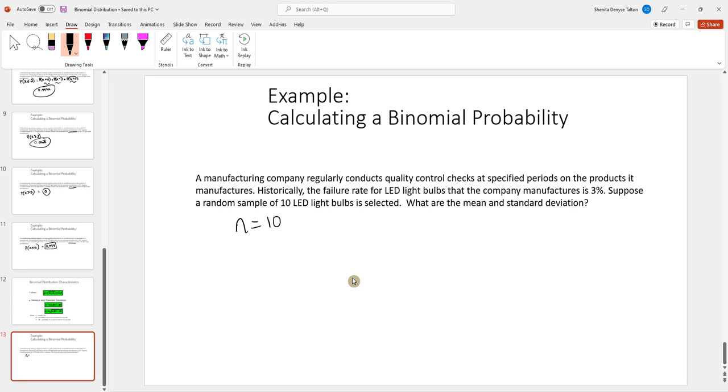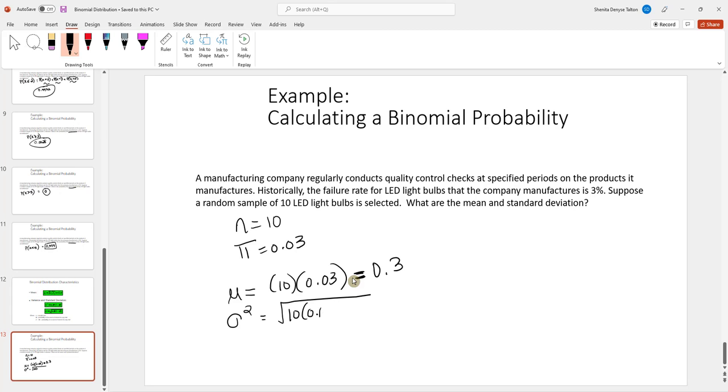Our n is 10, and our probability is 0.03. So if we wanted to calculate the mean, we just take 10 times 0.03. You should get 0.3. Okay, so the mean number of defective LED light bulbs would be 0.3. To calculate the variance, this would be 10 times 0.03 times 1 minus 0.03. And I didn't mean to put this square root here. I don't want that as of yet.